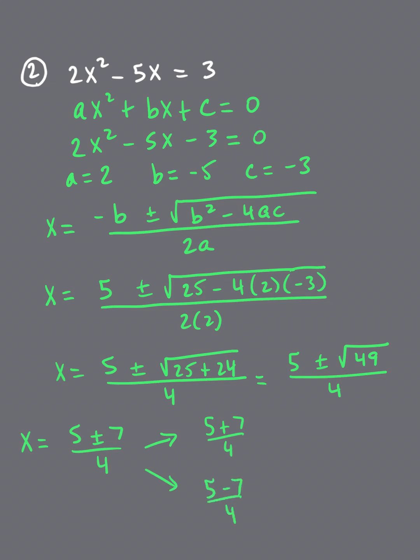And we do need to simplify both of these because we can combine like terms, so we have to do that. 5 plus 7 is 12 over 4. We have to simplify to get 3. 5 minus 7 is negative 2 over 4. We have to simplify to negative 1/2. So in this case, we have two real solutions.